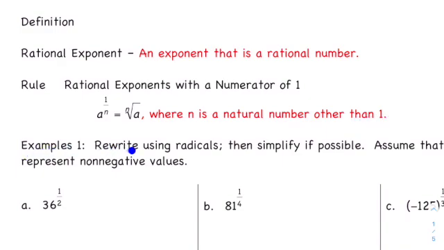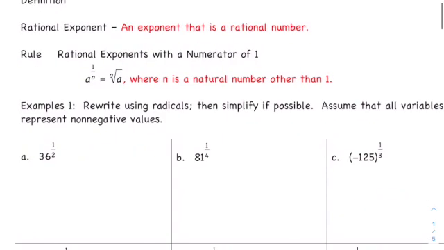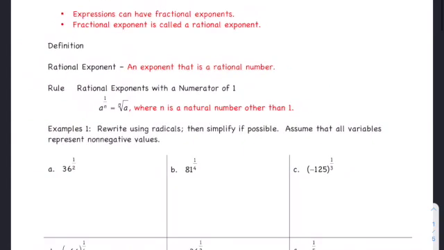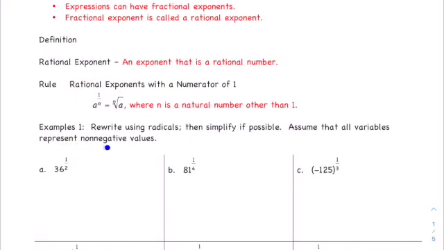Example 1, we're going to rewrite using radicals, then simplify if possible. That means both the index number and the exponent, which is right here, the fractions, have nothing in common. You cannot reduce it, so we will take a look at that. Then simplify if possible, assuming that all variables represent non-negative values.